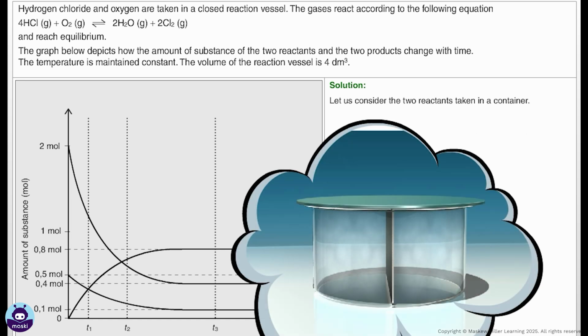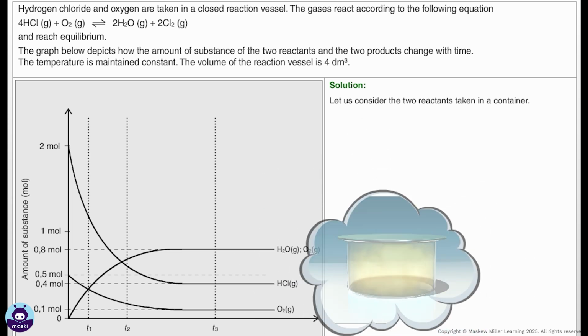When the reaction starts, the two reactants are at high concentration, and the forward reaction proceeds fast. The reverse reaction is slow. As the reaction proceeds, more products are formed and the forward reaction slows down, whereas the reverse reaction proceeds faster. When equilibrium is reached, the forward reaction and the reverse reaction are at the same rate. The intensity of the color of the gas does not change. Now we can interpret the graph.